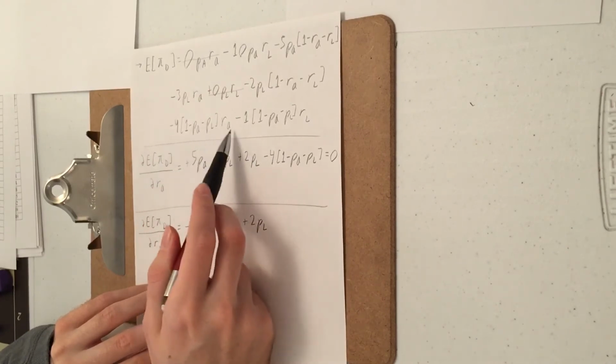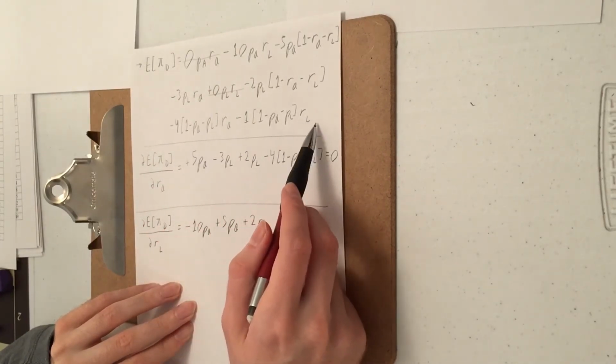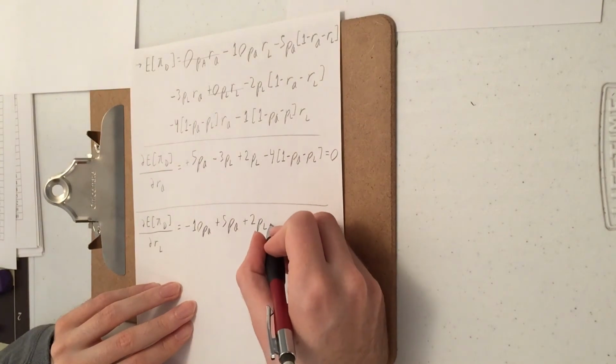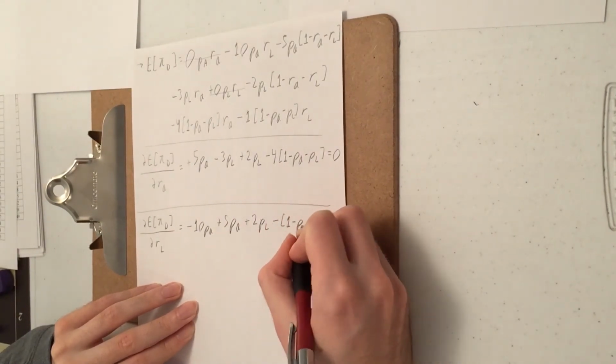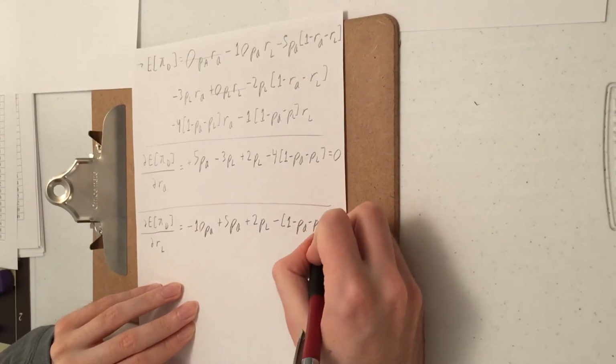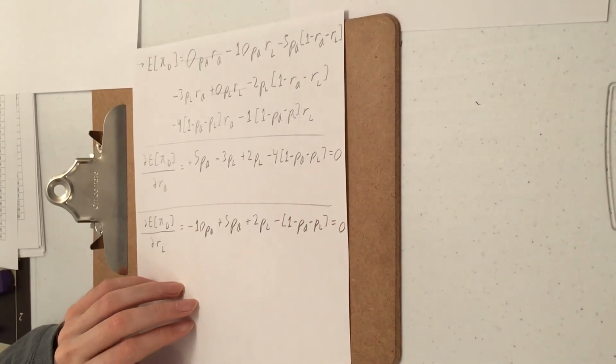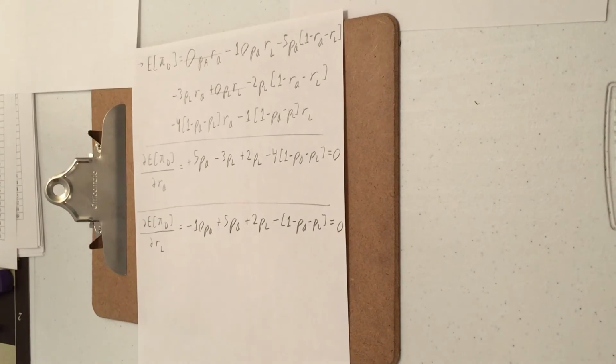No RLs over here, so this one goes away. We have an RL over here, though, so that one stays. And we get minus 1 minus PA minus PL. And all that equals 0. So we're done with our calculus. Now it's just a matter of algebra.